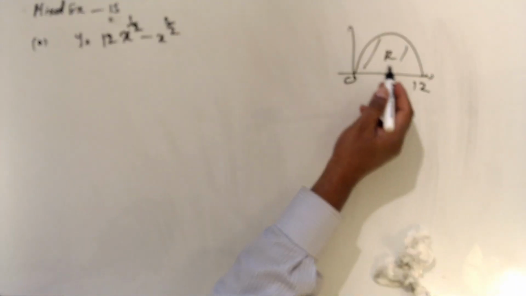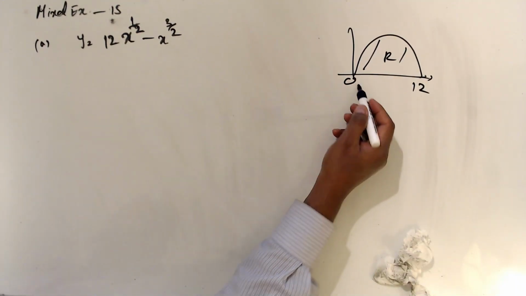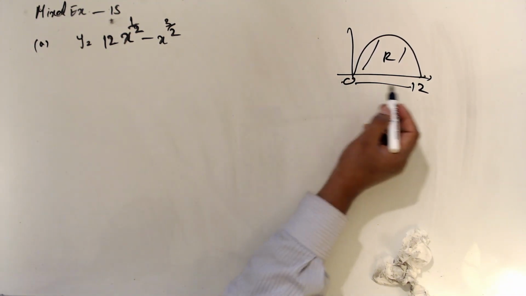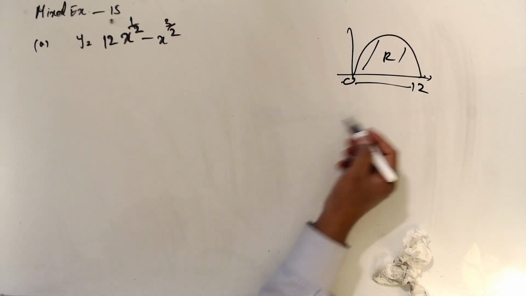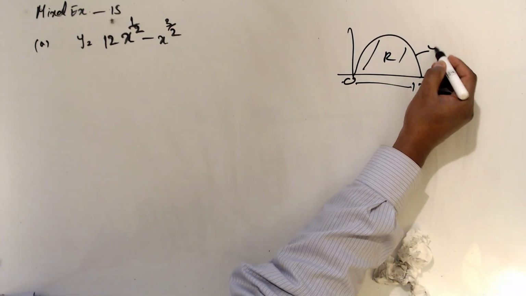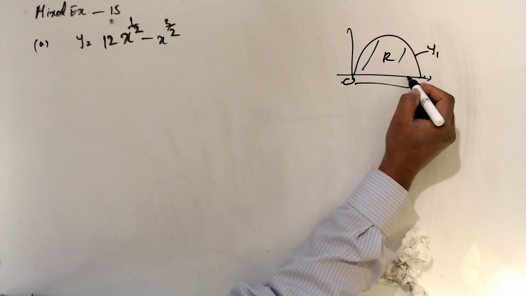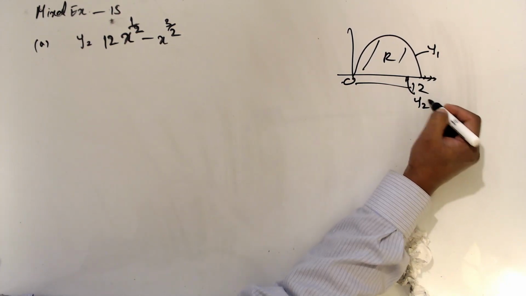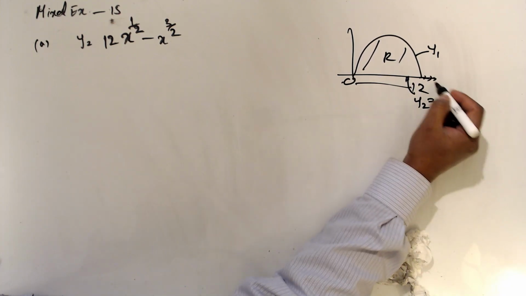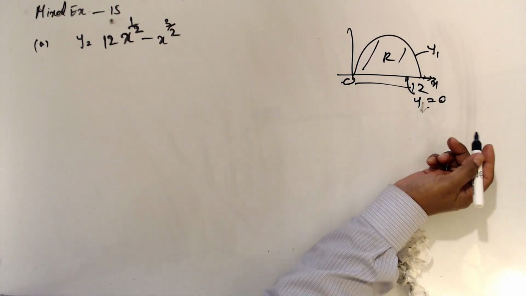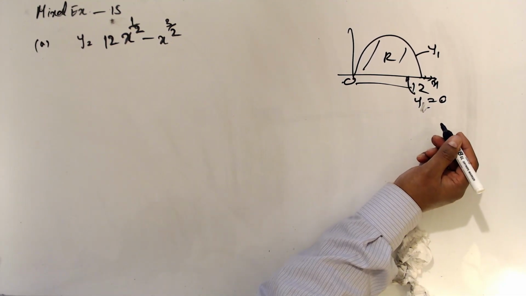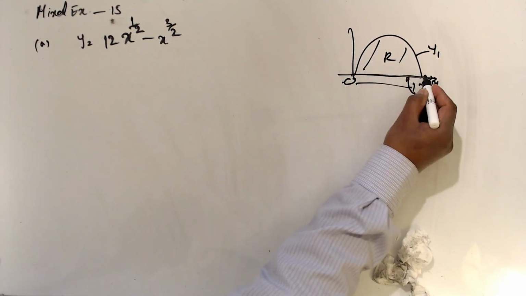Now we want to find this area R. So we have to integrate this from 0 to 12. There are two curves. One is y1, let's say, and this curve is y2. What is this y2? y2 equals 0, the x-axis. X-axis means the y equals 0 line. Usually we don't write it, so we'll avoid this one.